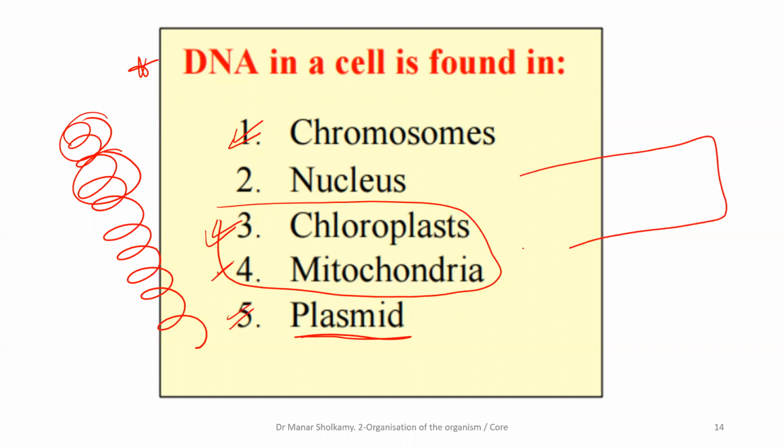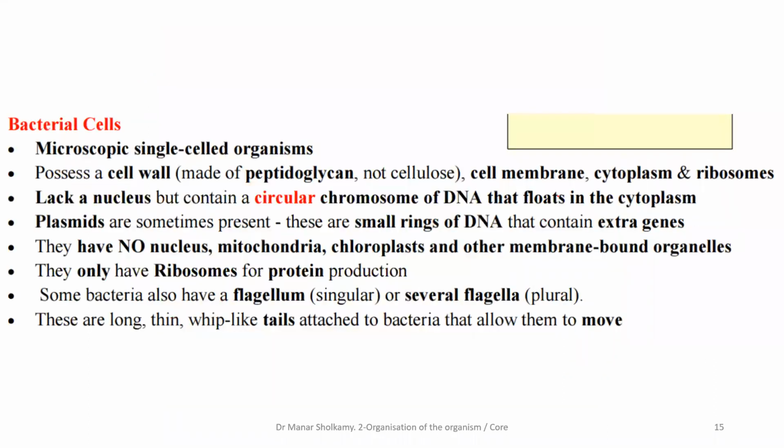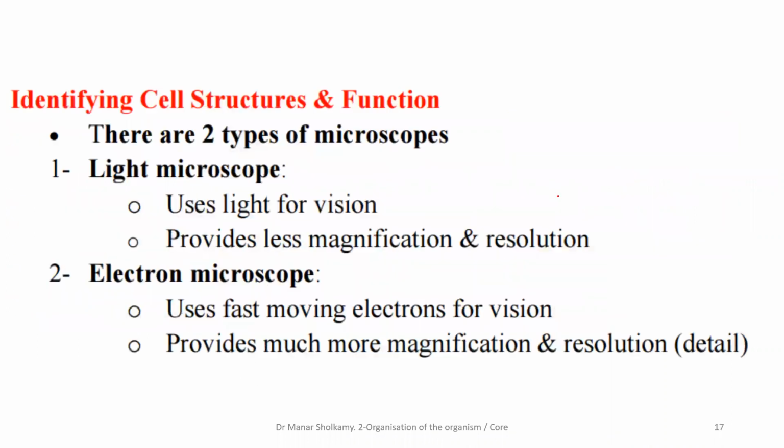In case you forgot, plasmids are extra DNA or extra genes found in bacteria, and they make the bacteria antibiotic resistant. I think I explained that. So we just talked about bacteria. I'm done with the lesson.